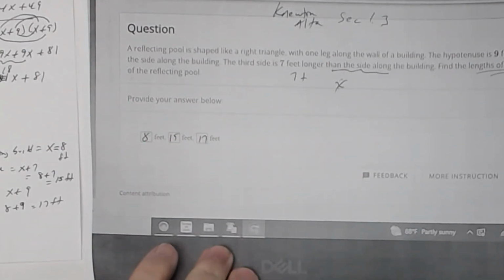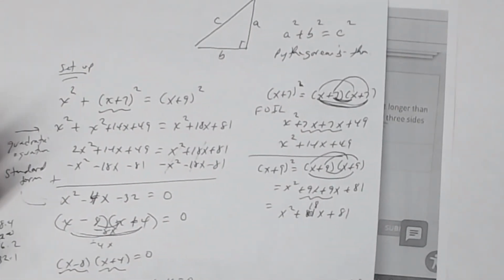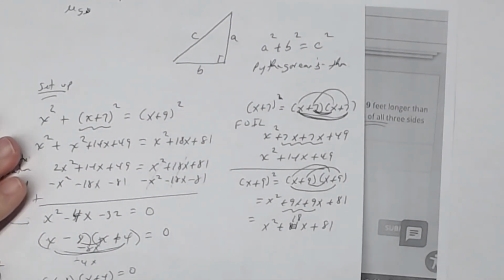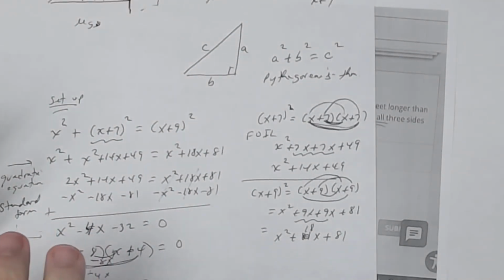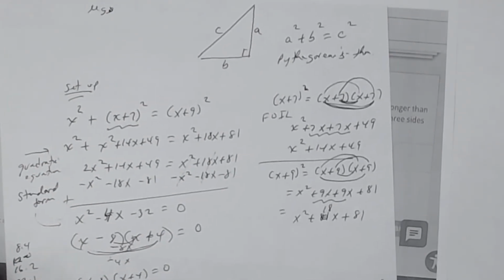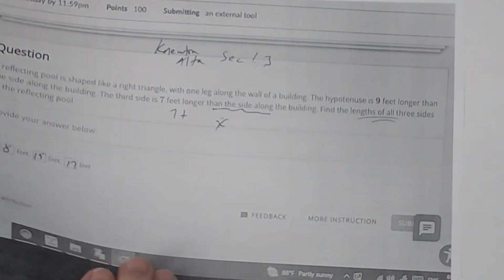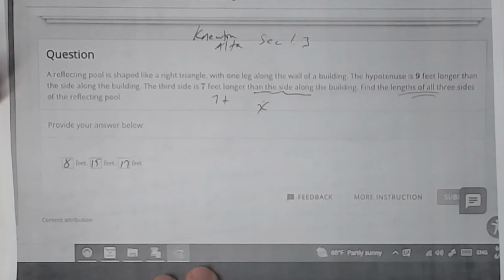Application problems are difficult for students, but just do the best you can with them. Try to understand as much of this as possible, and the more mathematics you take, the easier this idea becomes. But that's it. This is how you would have solved this problem.